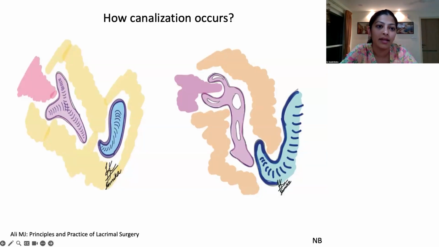And that is why in congenital nasolacrimal duct obstructions, the most common membrane that you see, which is imperforate, is the distal end, that is the nasolacrimal duct. Next.